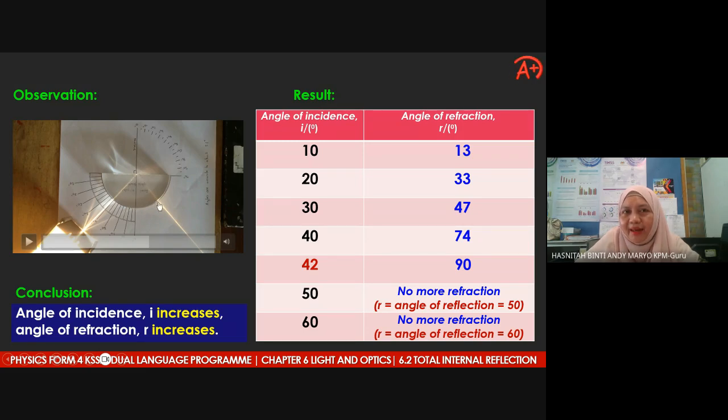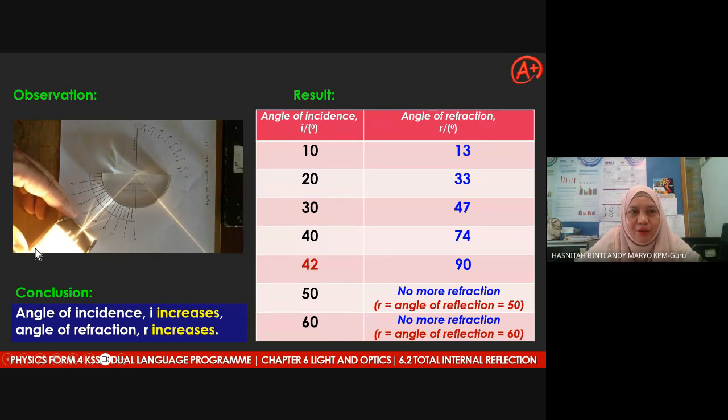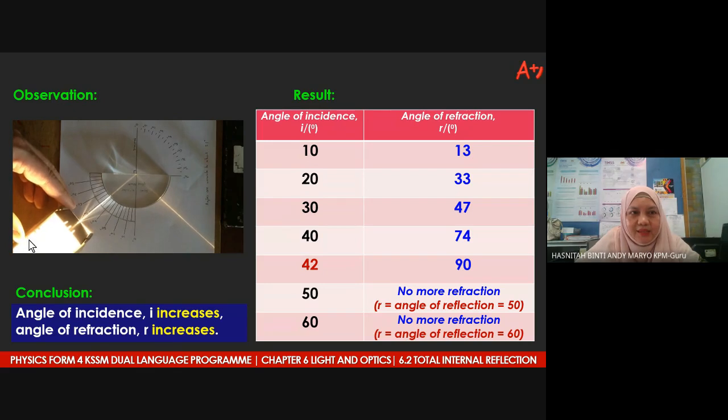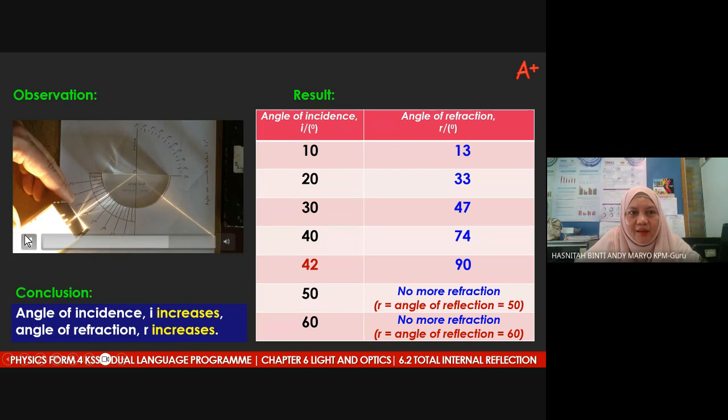So we call it total internal reflection. Here the angle of incidence will be equal to the angle of reflection. So now we call it the angle of reflection, which is also 60 degrees. Same for 50. So what do we observe from this study?